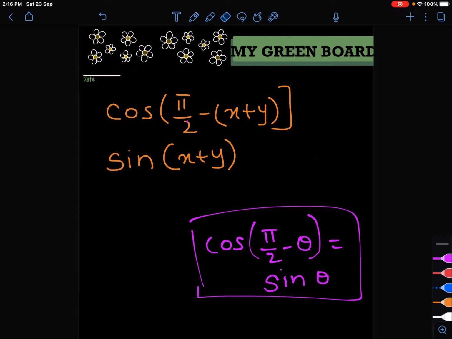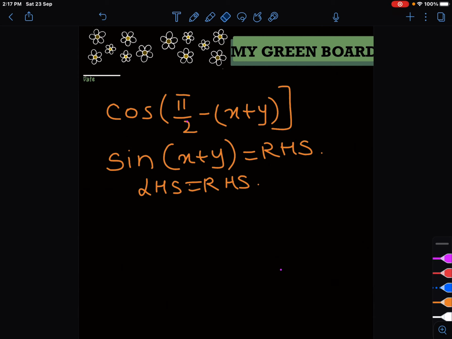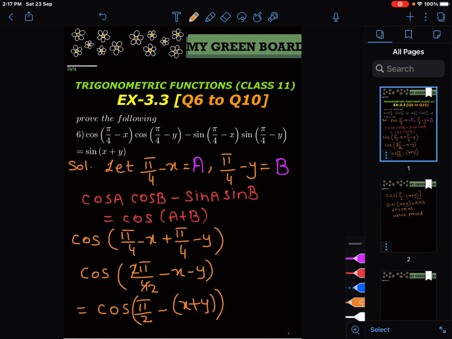So we are getting sine of x plus y, which is equal to your right hand side. So LHS is equal to RHS. I am just rubbing this off. Now you have to write hence proved. Simple, children. You can see, very easy.